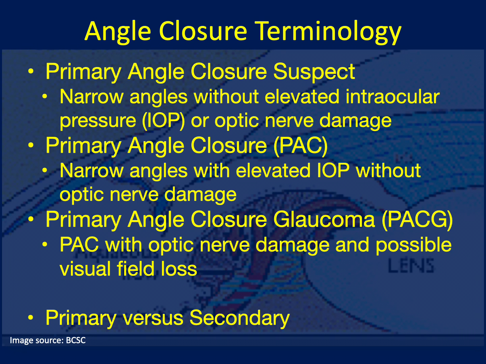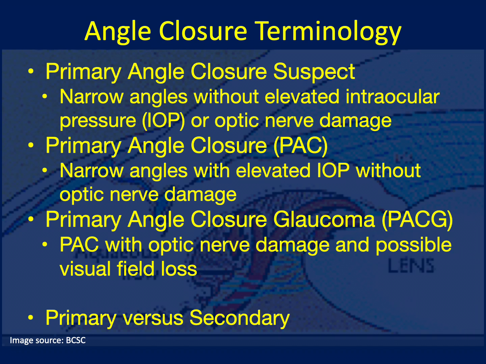A narrow angle is further nuanced with the following terms. Primary angle closure suspect means having narrow angles without intraocular pressure elevation or optic nerve damage. Someone in this category is suspicious for, or at risk for, or could potentially develop angle closure. Everything else looks fine.